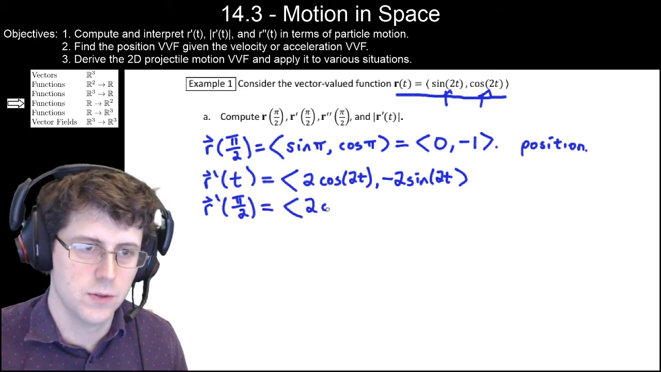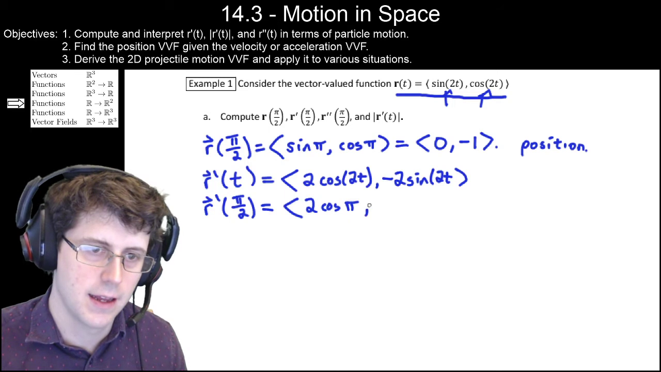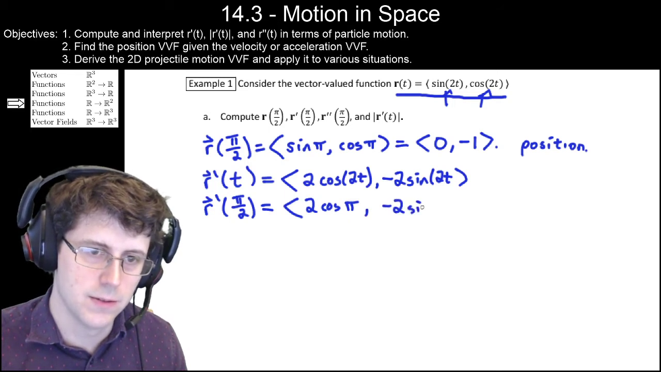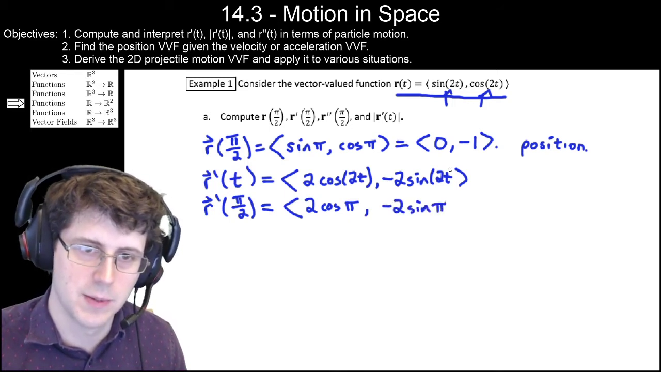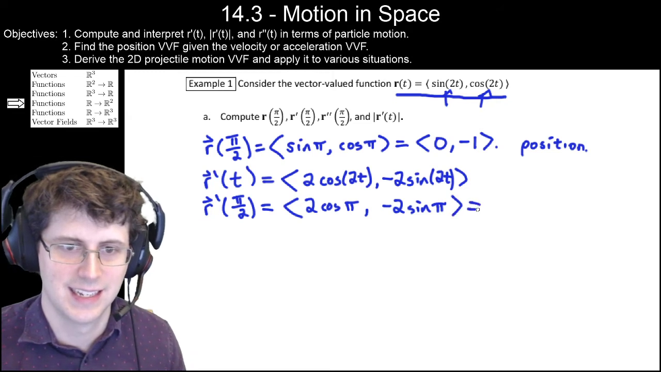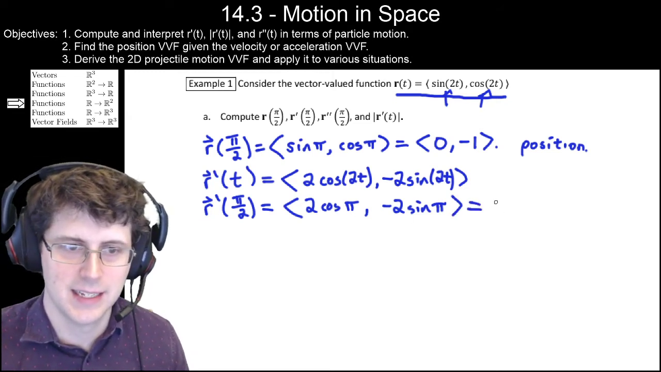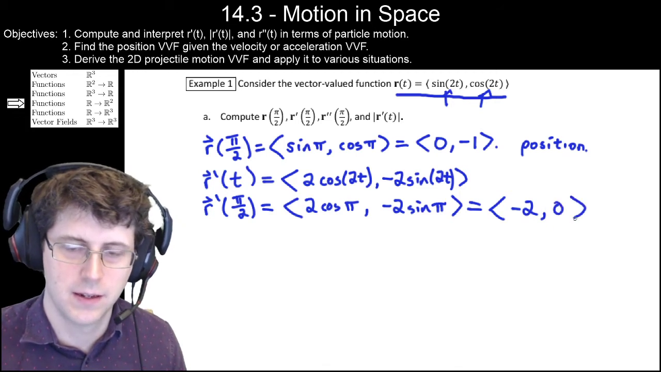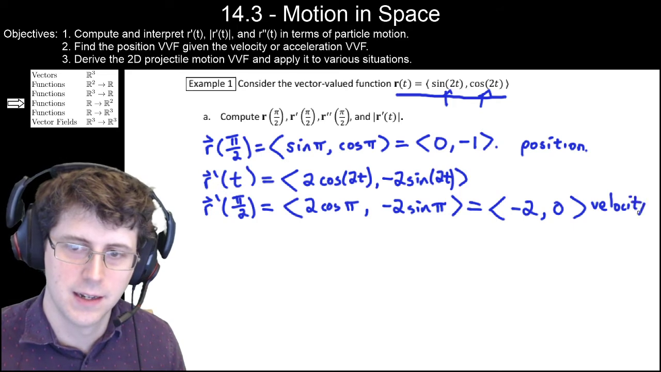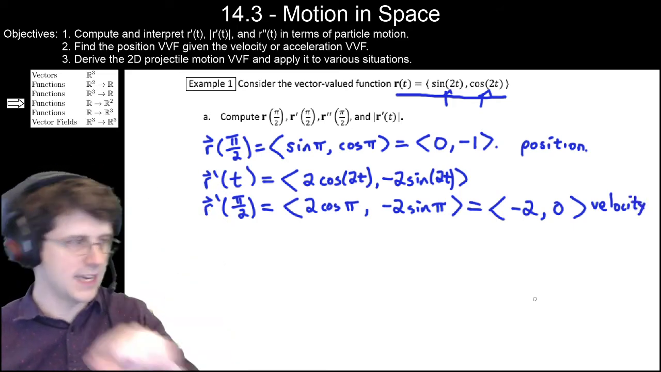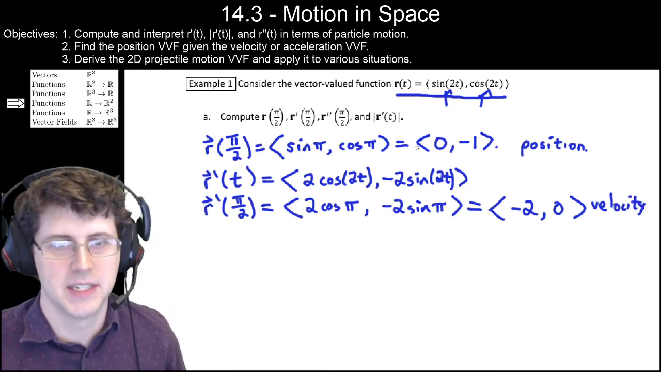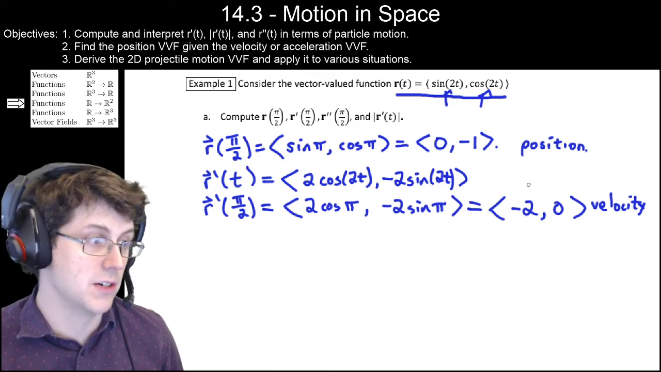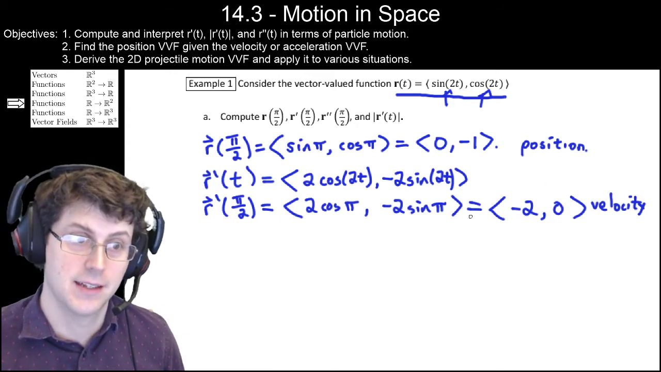So I'll have 2 cosine pi minus 2 sine pi. Oh my gosh, I didn't close my parenthesis. Cosine pi is minus 1, sine pi is 0. This I should think of as the velocity vector. There's some object flying around the plane in a circle. This tells me where it is. This tells me which direction it's going and how fast.